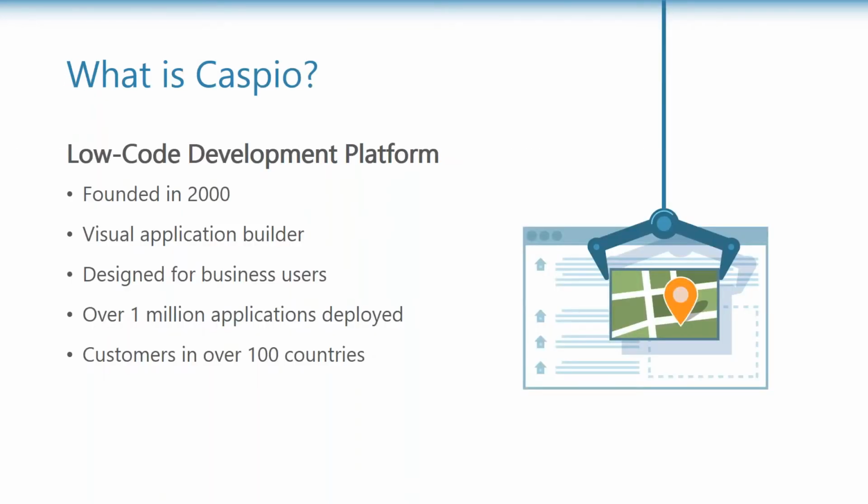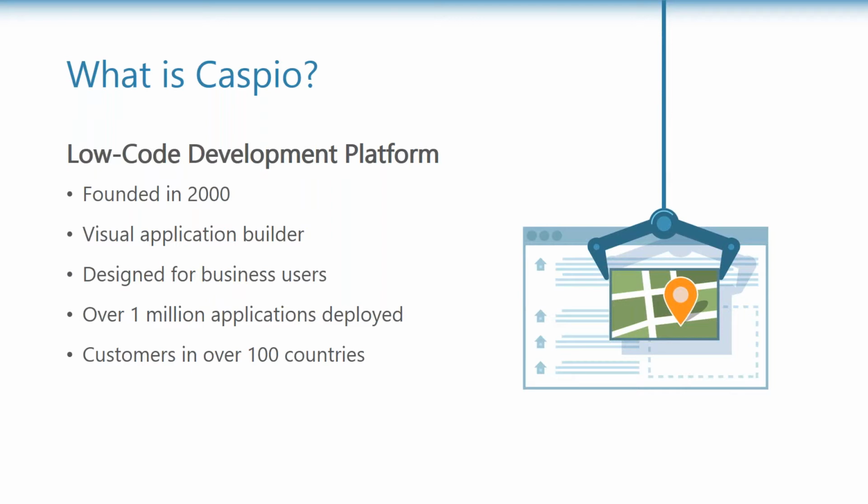So now the million-dollar question is, what is Caspio? For those of you who have never heard of Caspio before, it is a low-code development platform. Caspio as a company was founded in year 2000, and it was founded with one simple goal in mind, and that is to help non-technical users accomplish technical things.